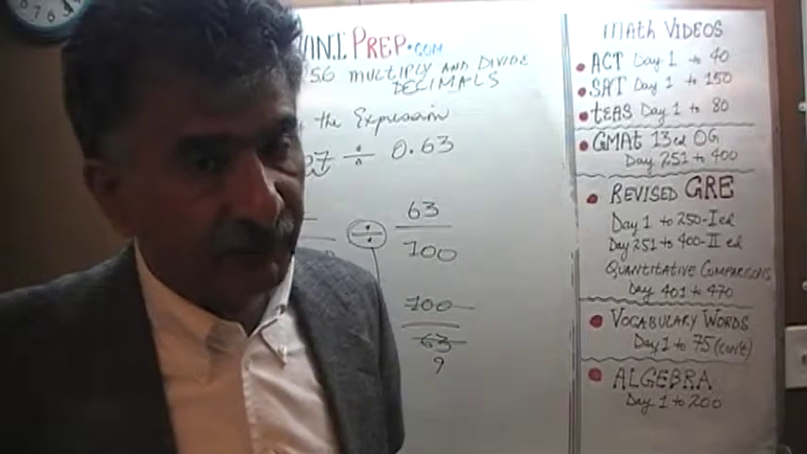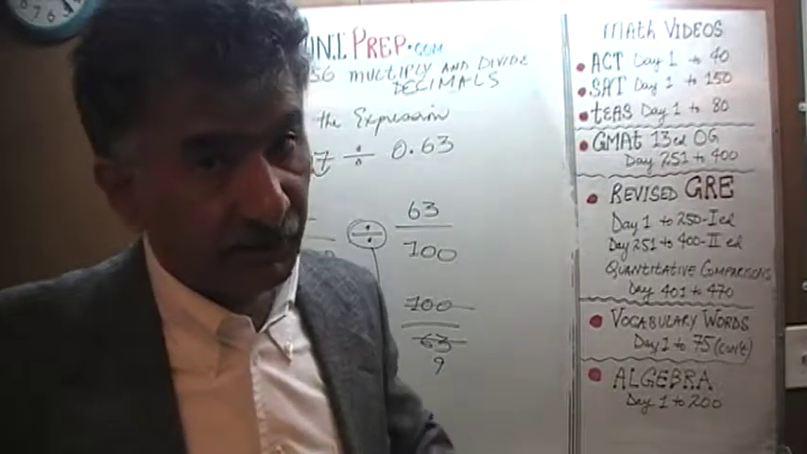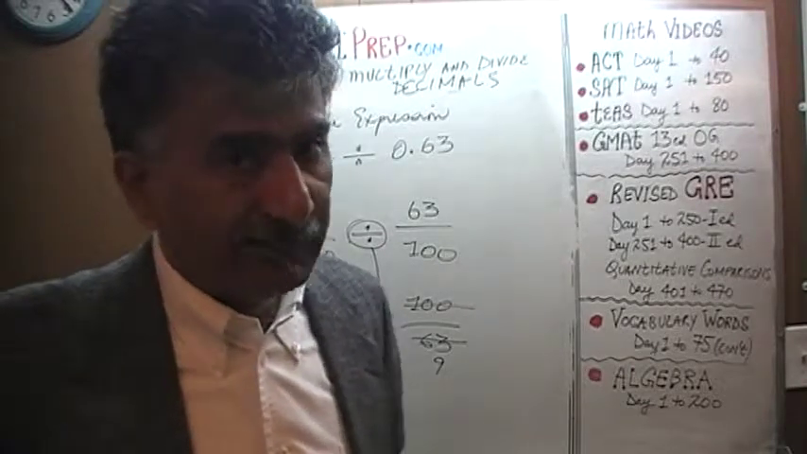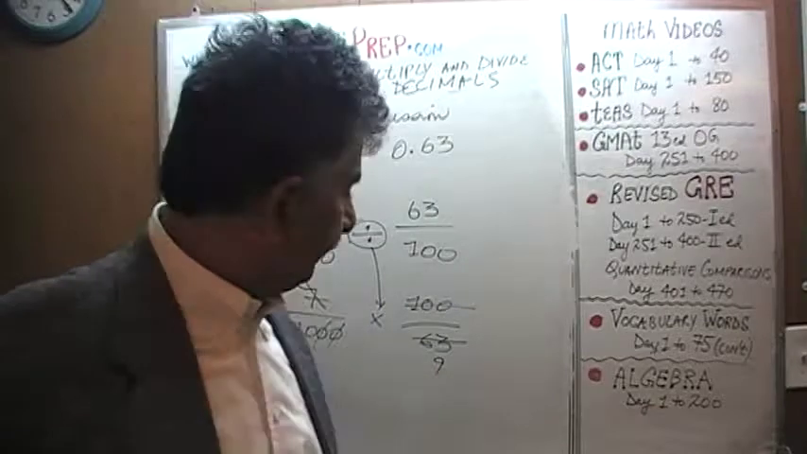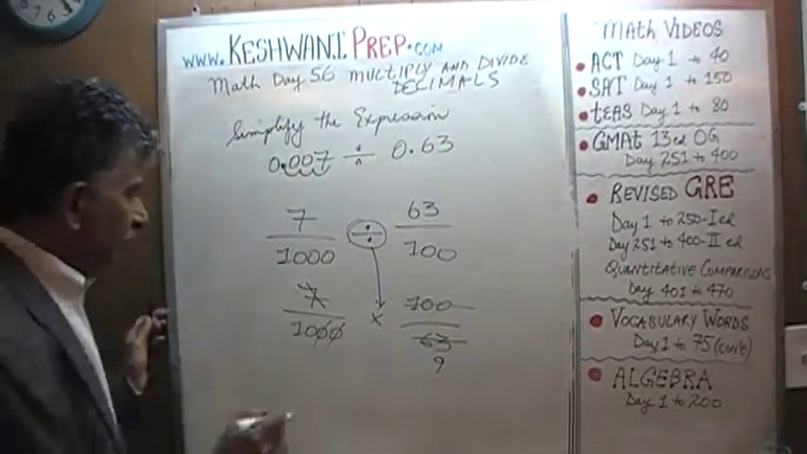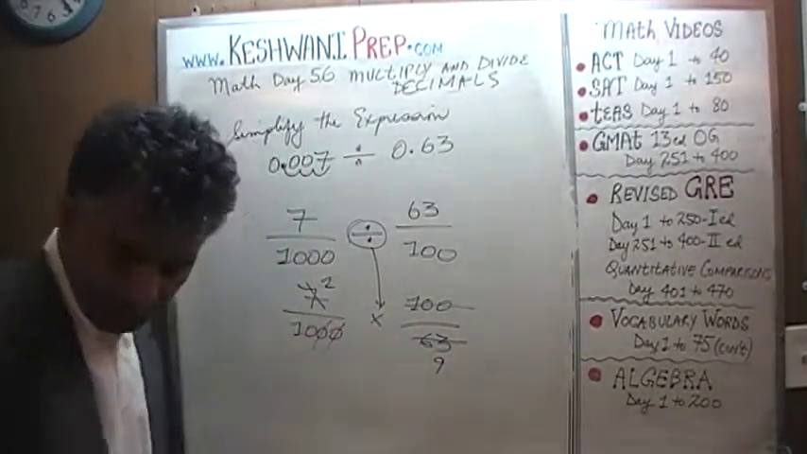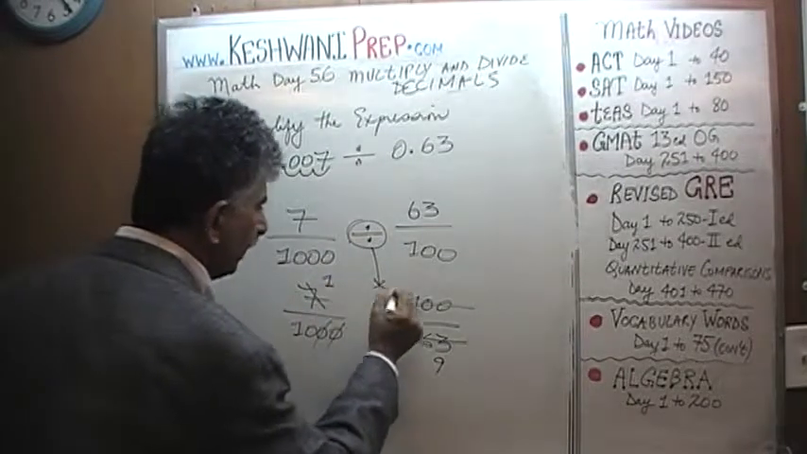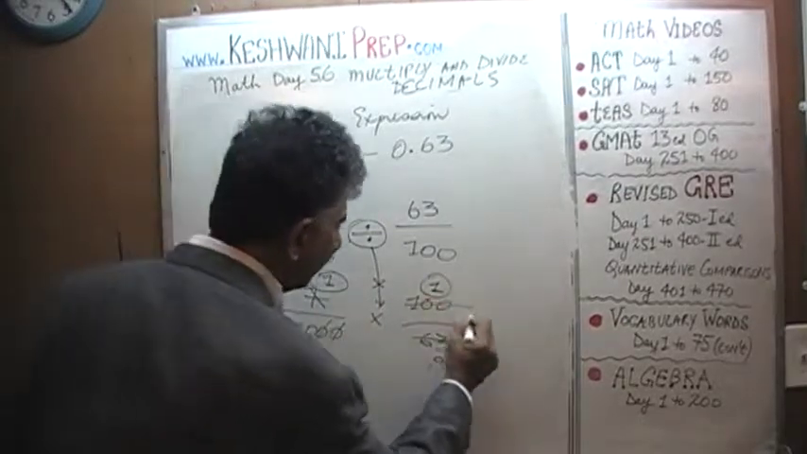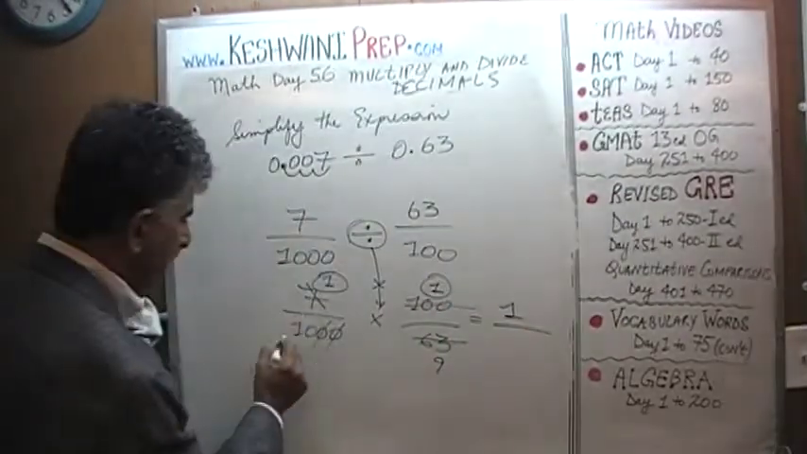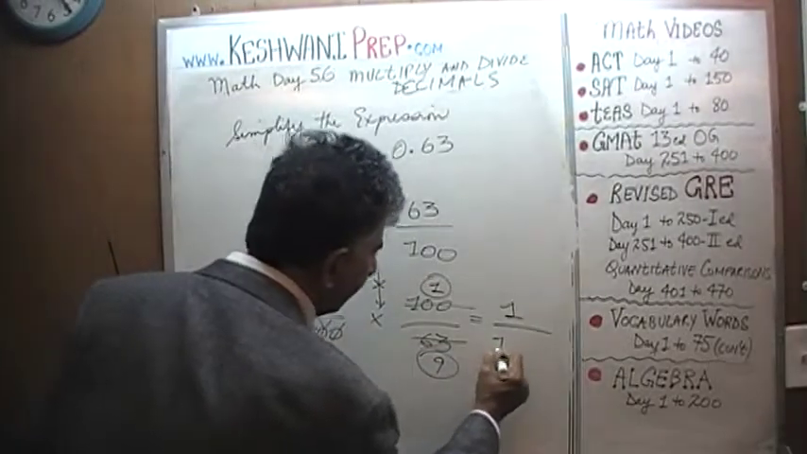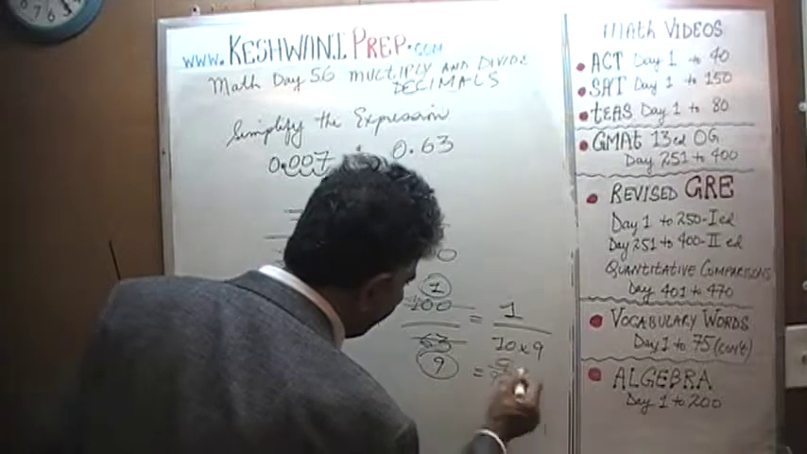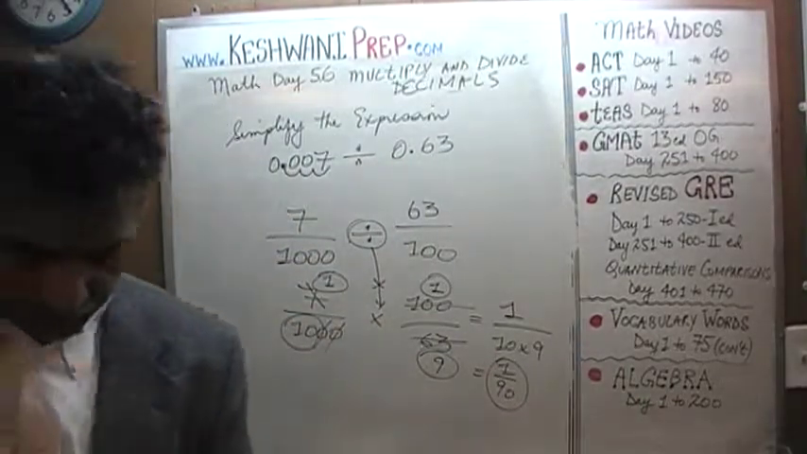How do we know that 9 sevens are 63? Because had we had 10 sevens, 10 sevens I know are 70. If you were to take away 1 seven from 70, that's 63. 9 sevens are 63. So what do we end up with? On the top we have 1 times 1, that's just 1. On the bottom we end up with 10 times 9, which gives us 1/90. 1/90 is the final answer.